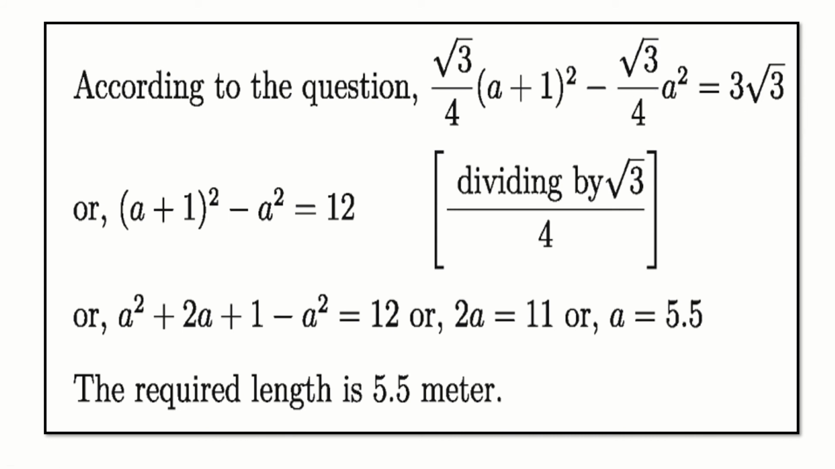Okay. Now dividing on both sides by root 3 divided by 4, as a result here will be a plus 1 whole square minus a square, and here will be 12, because we divide both sides by root 3 by 4. And a plus 1 whole square means a square plus 2a plus 1 minus a square, here 12. Now a square cancels, therefore 2a equals 12 minus 1, which is 11, therefore a is equal to 5.5. Therefore the required length is 5.5 meter. This is the required answer.